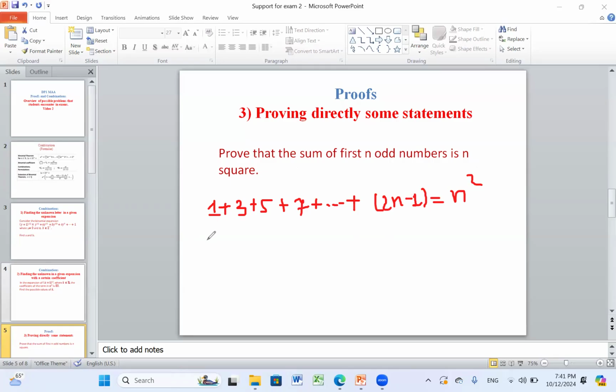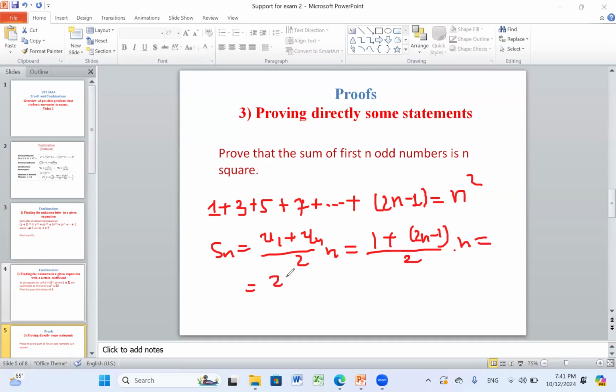So we can do it like this. Actually, we can use the general formula for Sn, which is u1 plus un divided by 2, times n. u1 is 1 plus the last term, 2n minus 1, divided by 2, times n. So actually we have 2n divided by 2 times n, which is n squared. However, we can do this proof in another way also.